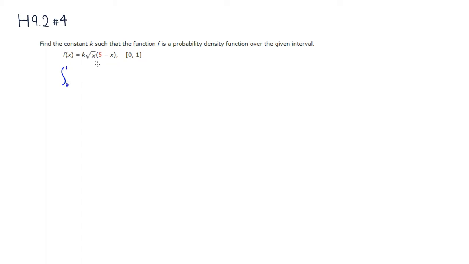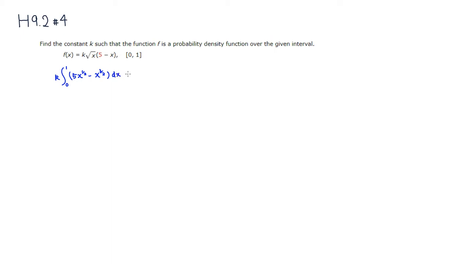I'm going to rewrite it a little bit here. k is just a constant, so I'm going to pull it out. Then you have 5 times square root of x, which is 5x to the 1/2 power, minus x times square root of x, which would be x to the 3/2 power, and we're going to do that with respect to x.